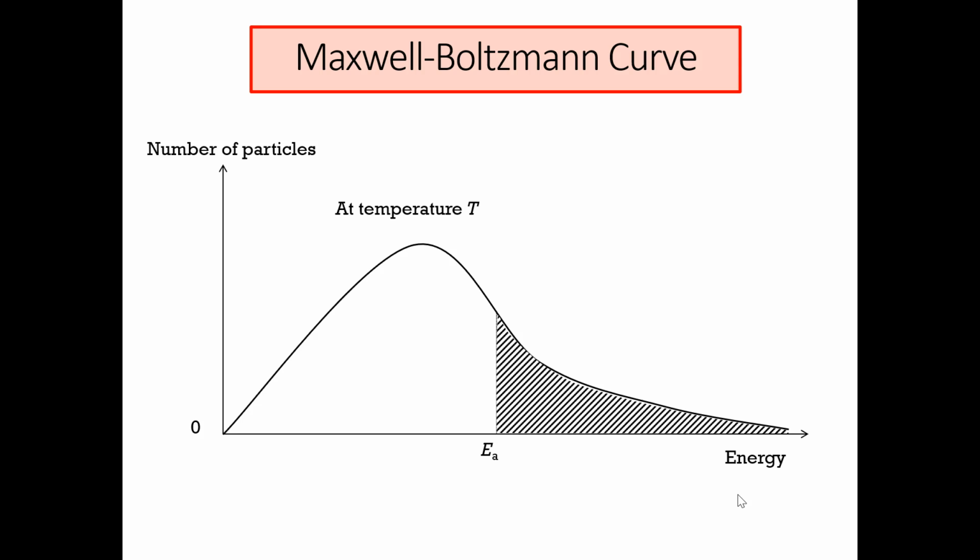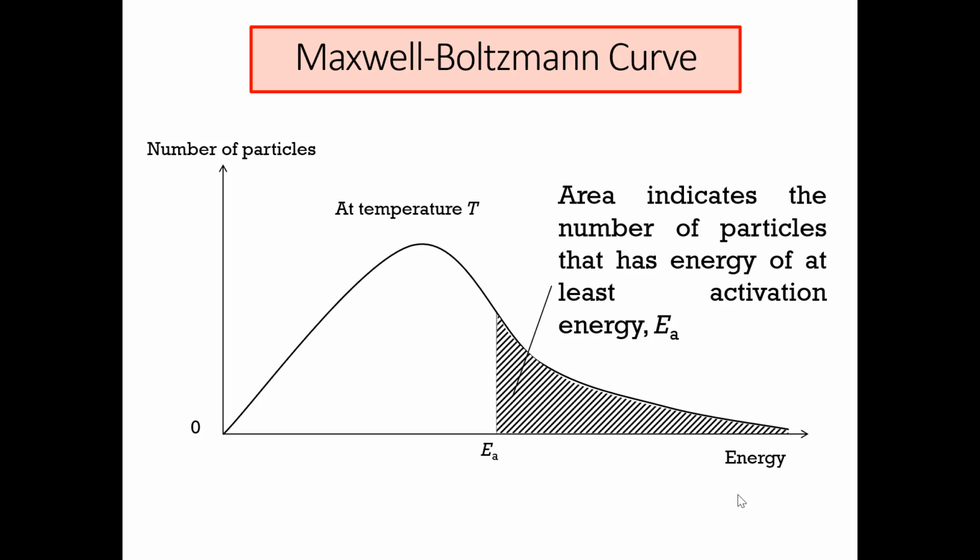The one in white, or not shaded area, are the ones that do not possess sufficient energy to proceed with the reaction, even if they happen to be in the correct geometry as they collide with each other. So this area indicates the number of particles that have energy of at least activation energy.